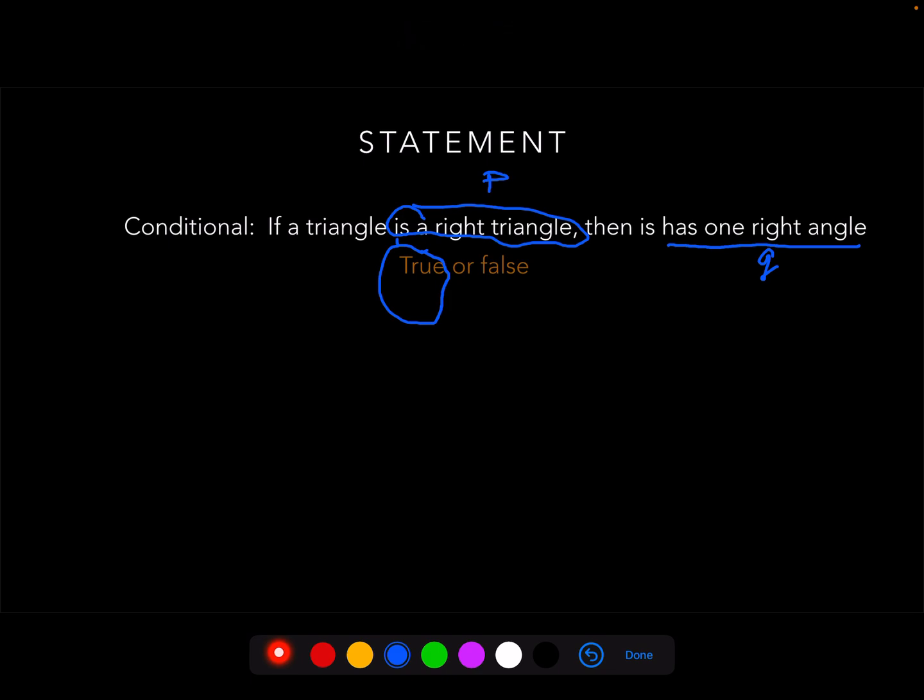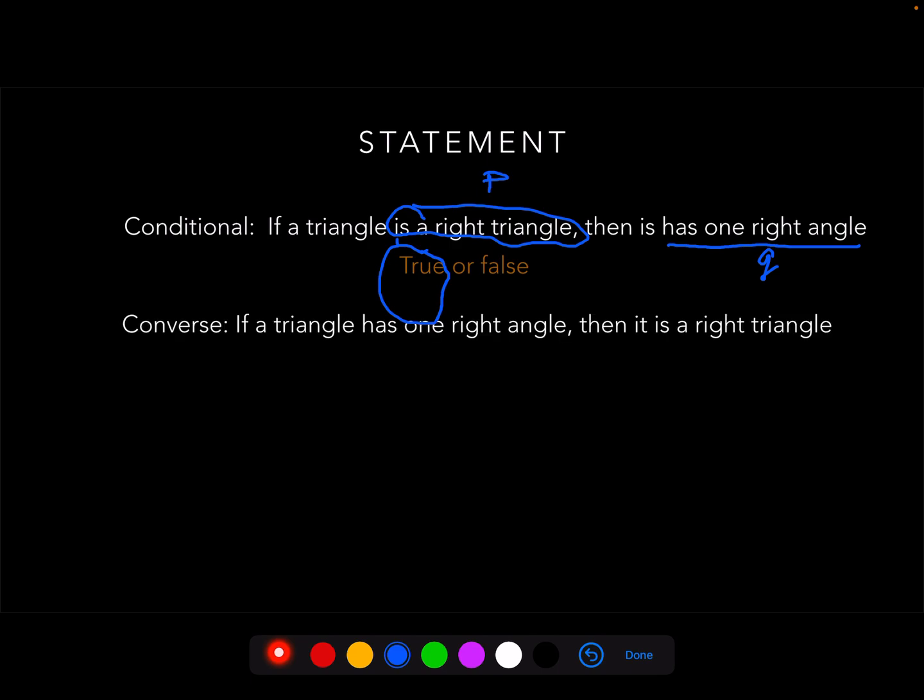Come on, guys. Okay, so what's the converse? If a triangle has what? One right angle, then that is a right triangle. Okay? The converse is: if a triangle has one right angle, then it's a right triangle. It flips the hypothesis and the conclusion.